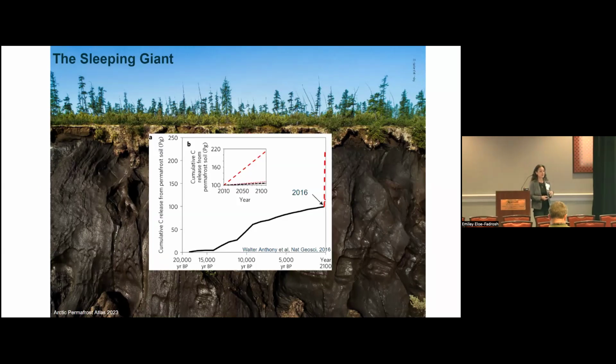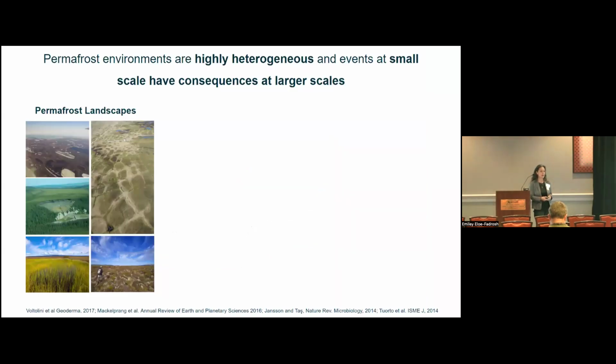One interesting paper came out a while back: when you look at how current emissions are coming from these systems and how climate change could change it, it is really very rapid. We were expecting to have actually a lot of input from these systems real soon. And the permafrost environments are really highly heterogeneous, and events at each and every scale actually have a huge impact. So all of these landscapes that you see in these beautiful pictures have permafrost under them. So one doesn't really look like the other.